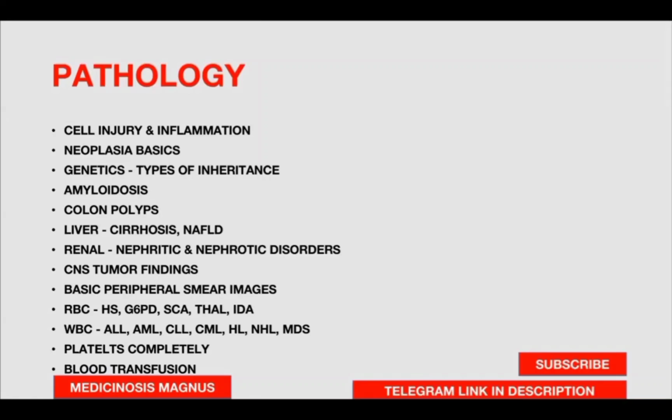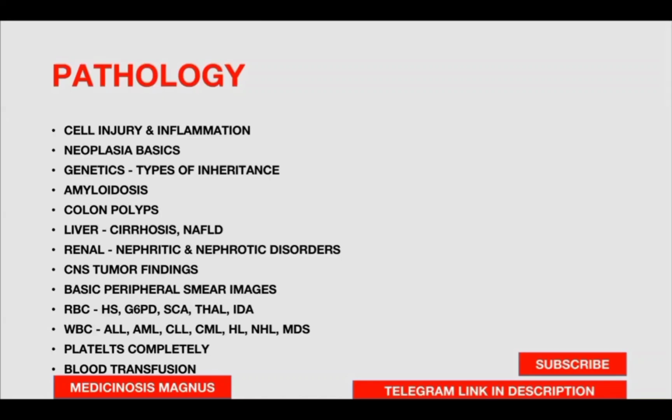In hematology, everything is important. That's why I've mentioned all the leukemias and lymphomas. Platelets also completely. So most of the time you get a question in platelets, and the topic in itself is quite small compared to RBCs and WBC, but you get a question in platelets very often.